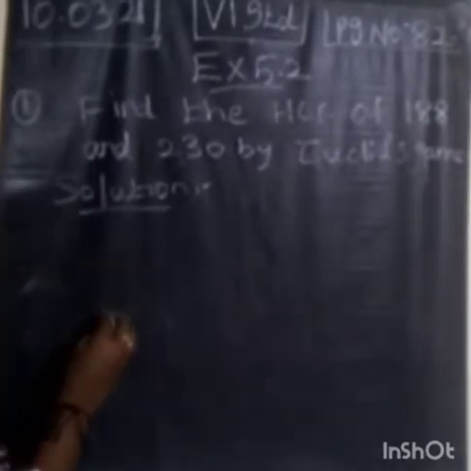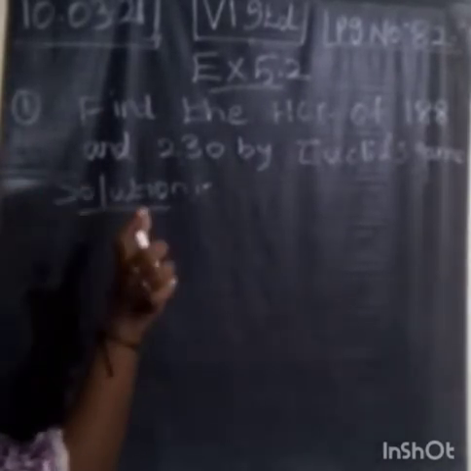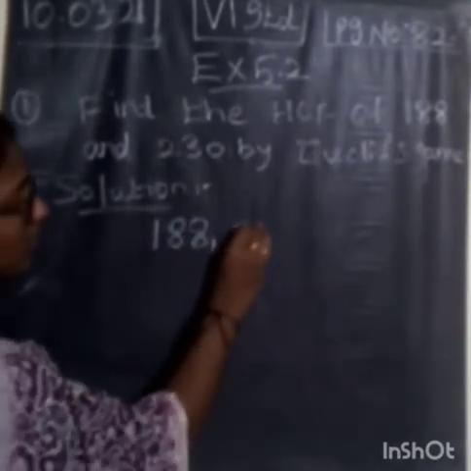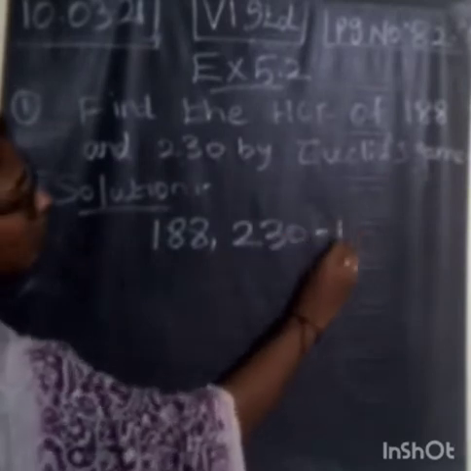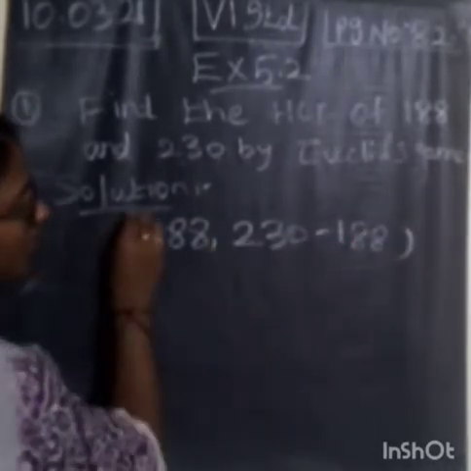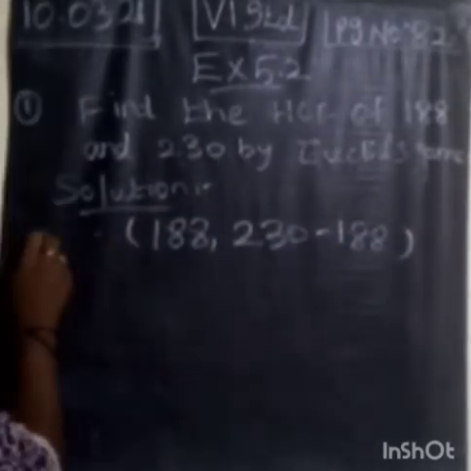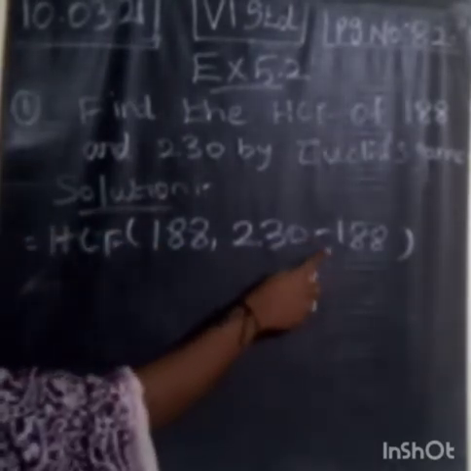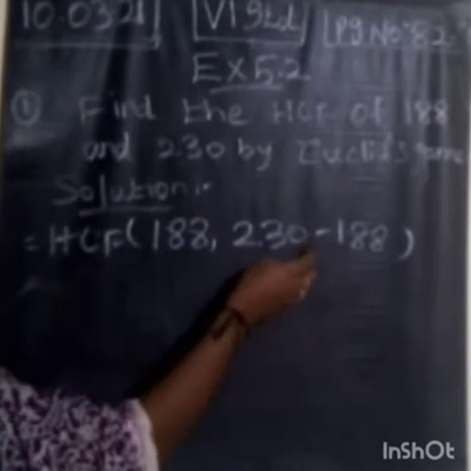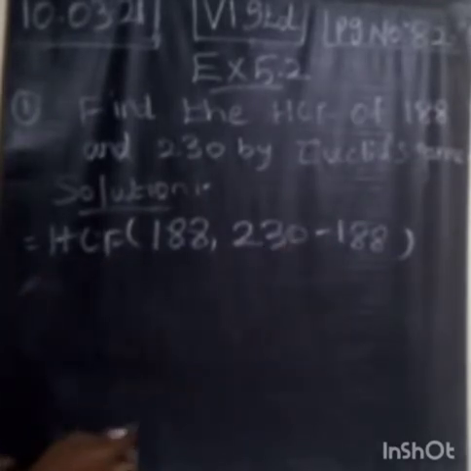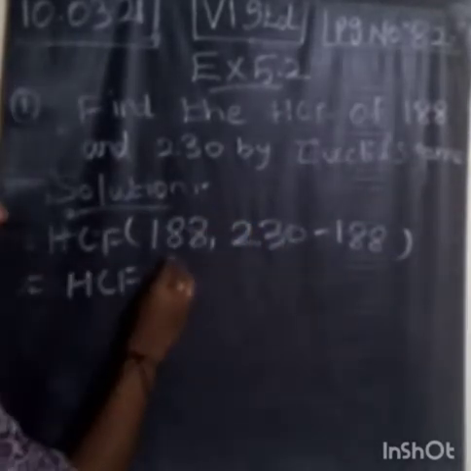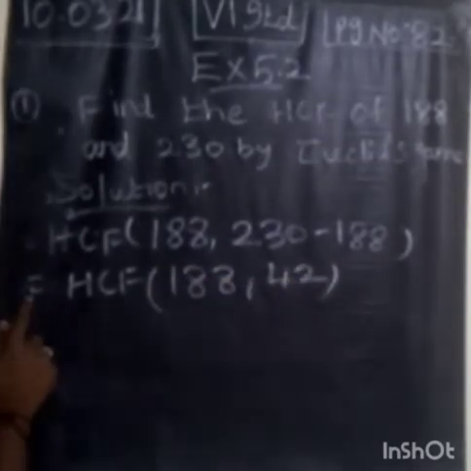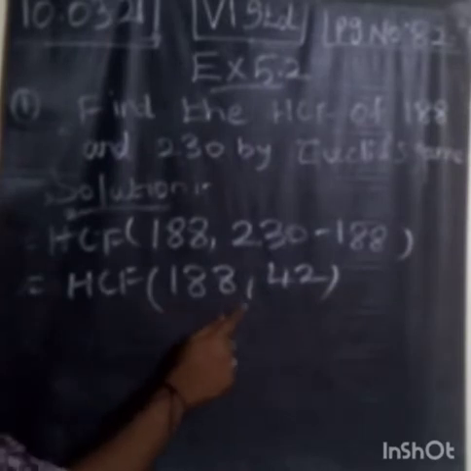Now using Euclid's game condition, in the same way we find the HCF of 188 comma 230 minus 188. 230 minus 188 equals 42. So now find the HCF of 188 comma 42.